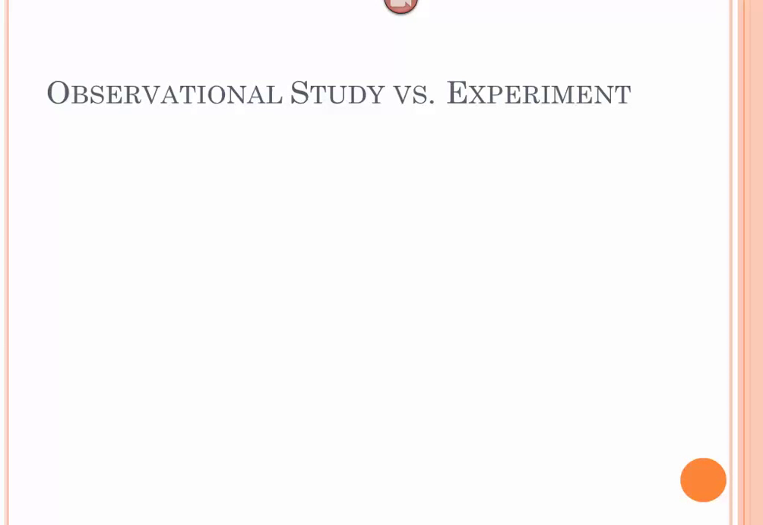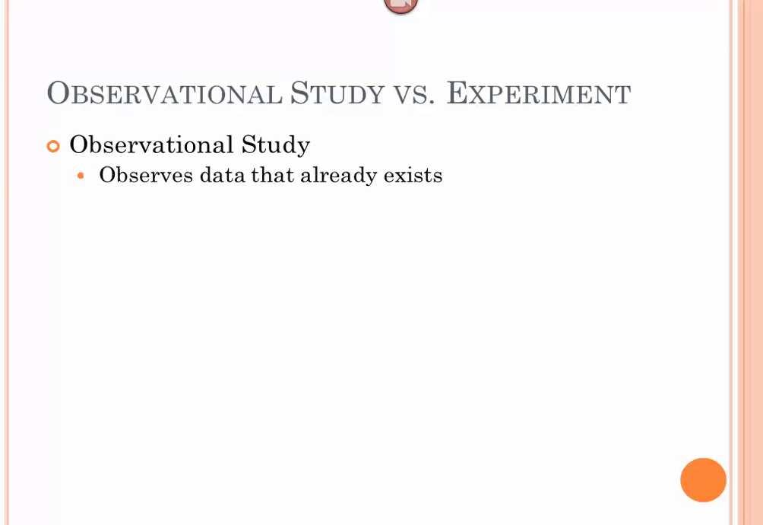An observational study seeks to observe data that already exists. We just have to figure out a way to collect it. Whether it's people's height, the length of steel rods, or people's opinions about certain topics, these are all phenomena that already exist. We just have to figure out a way to collect it and observe it.